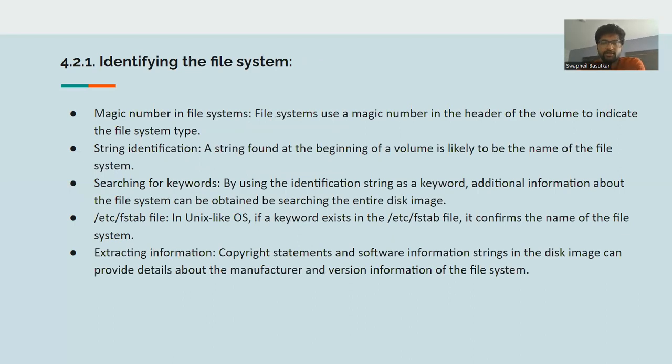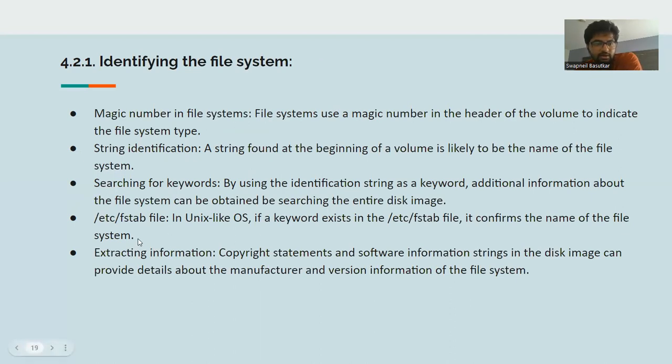So identifying the file system. How do you do that? Magic number in file system: a file system has a magic number in the header of the volume to indicate the file system type. And then there is string identification. A string found at the beginning of the volume is likely to be the name of the file system. Searching for keywords: by using the identification string as a keyword, additional information about the file system can be obtained by searching the entire disk image.